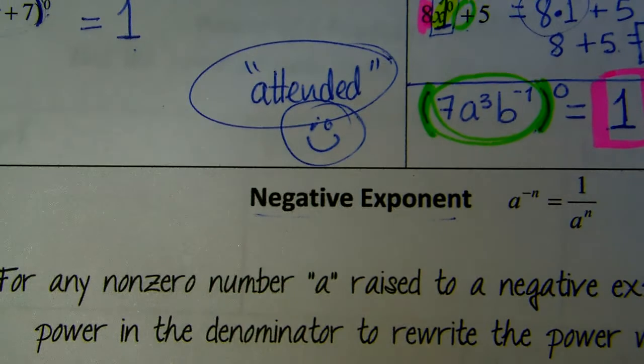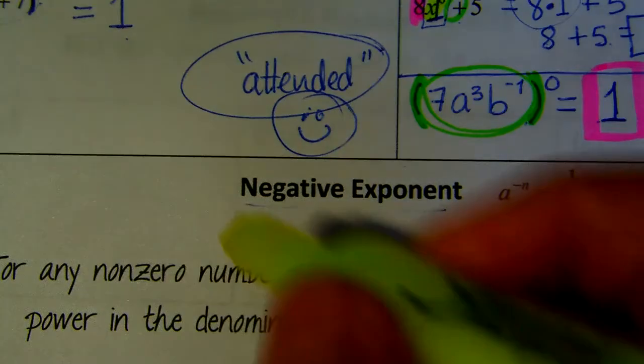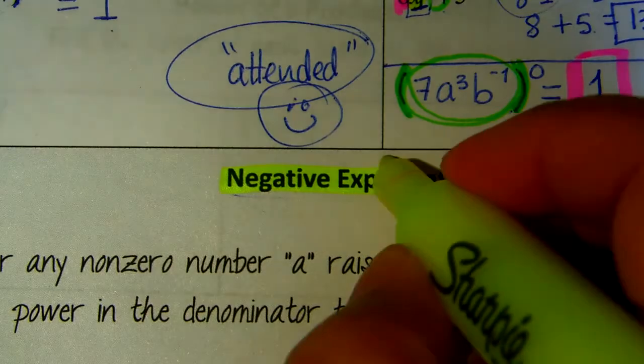All right. The other rule is the negative exponent.